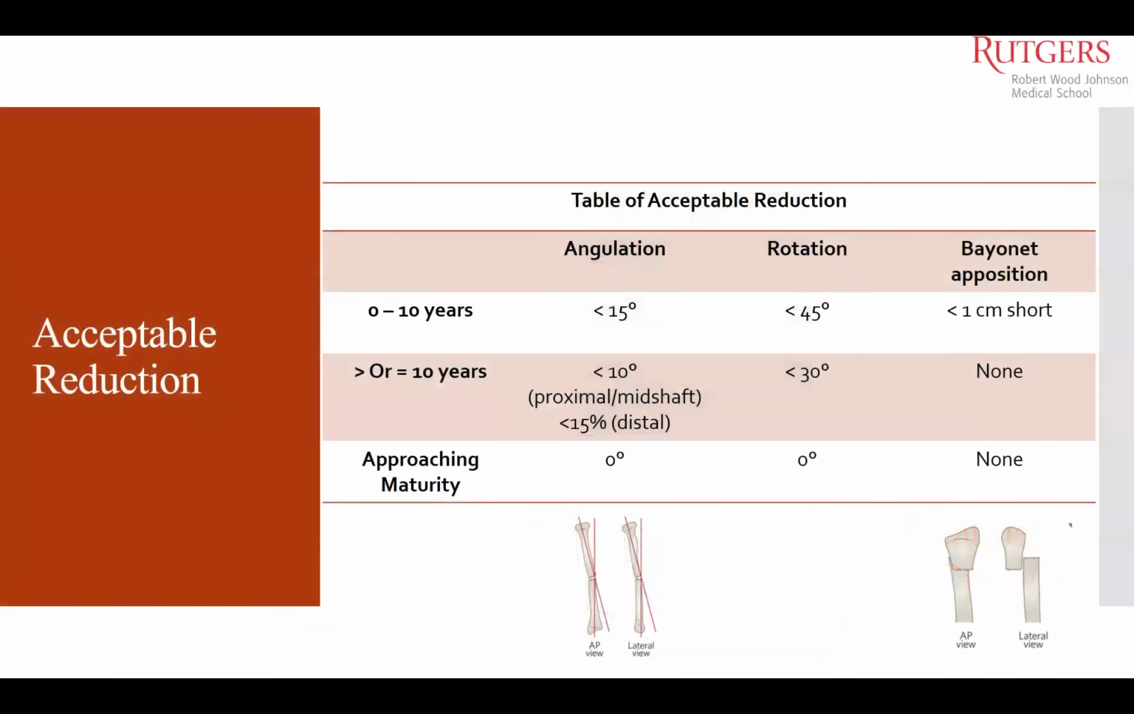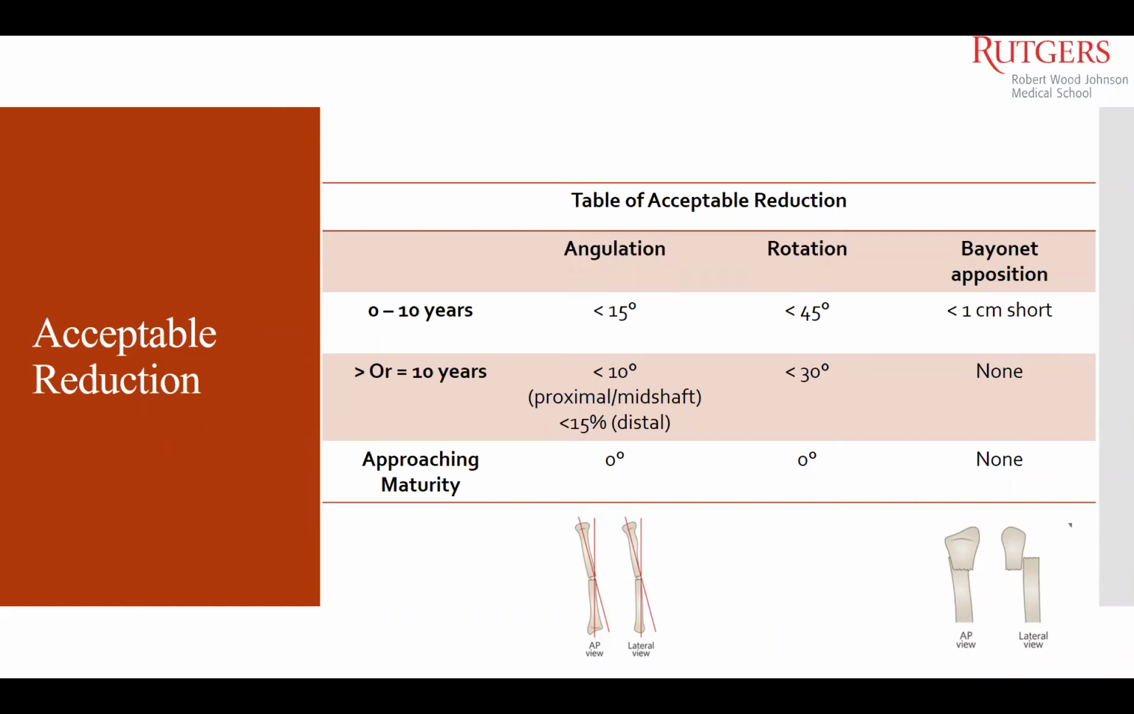So whether we're doing non-operative or operative management, we have acceptable reduction guidelines. These guidelines are commonly attributed to Noonan and Price, and are well accepted across pediatric orthopedic surgeons. For 0 to 10 years, you have a lot of remodeling potential, so you can accept greater degrees of angulation, rotation, and bayonet apposition. For angulation, we accept less than 15 degrees, rotation less than 45 degrees, and bayonet apposition less than 1 centimeter shortening.